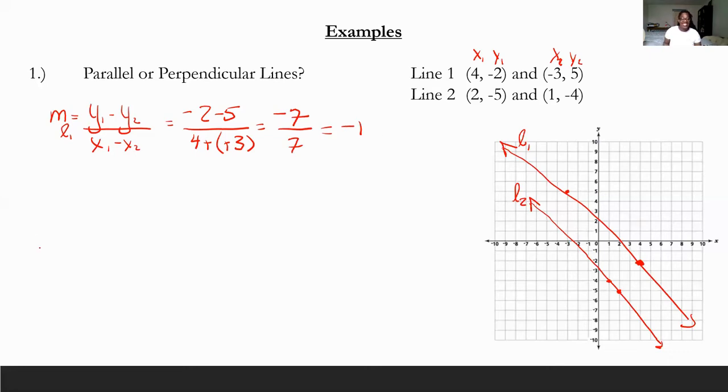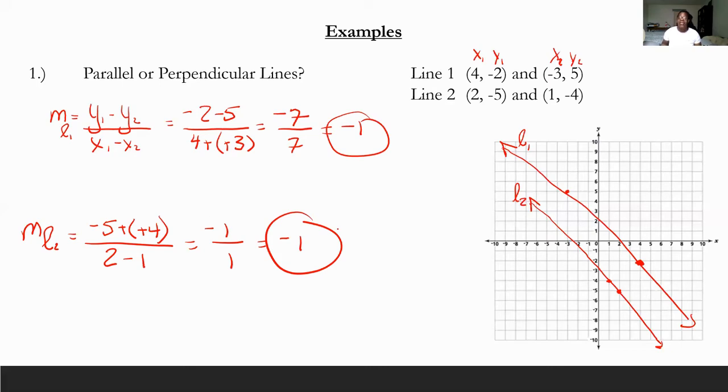So we're going to do the exact same thing, but for line 2. So we have my y1, which is -5, minus -4, over 2 minus 1. When you minus a negative, it turns positive. So I have -1 over 2 minus 1, which gives me 1, which reduced will also give me a -1. So since both of my slopes are exactly the same, that proves that we have parallel lines.